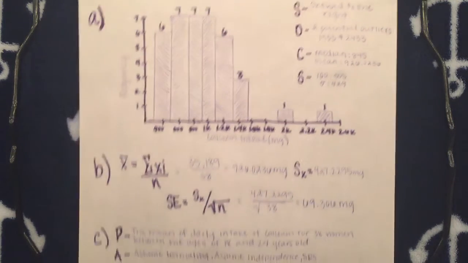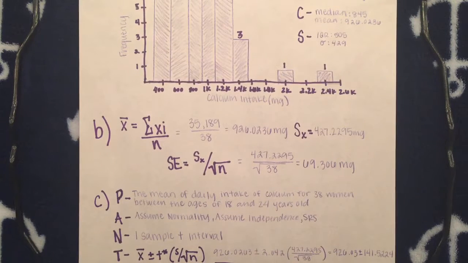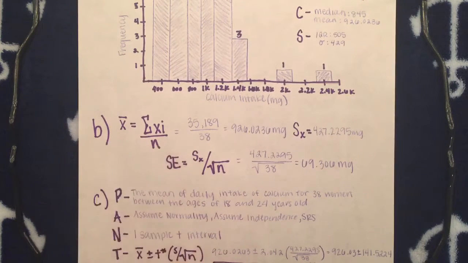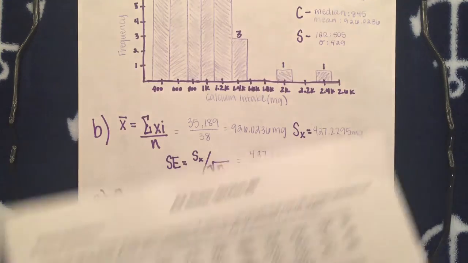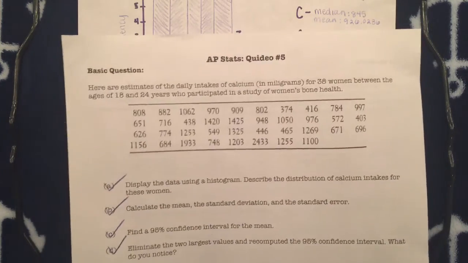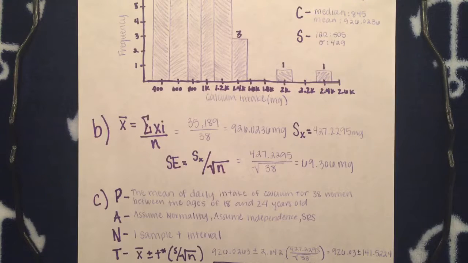So part B, down here, is asking to calculate the mean, the standard deviation, and the standard error. So the mean is the sum of all the data, obviously, divided by the total amount of women, which is 38. So I added all the data up, as you can see right here. I'll give you another quick glance at it, and divided it by 38, which is the amount of women. And I got 926.0236 milligrams. So that's our mean.